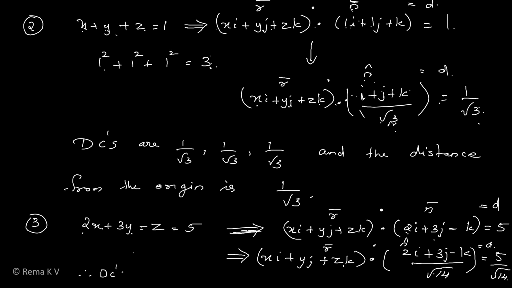Therefore, the direction cosines are 2 by root 14, 3 by root 14 and minus 1 by root 14, and the distance from the origin is 5 divided by root 14.